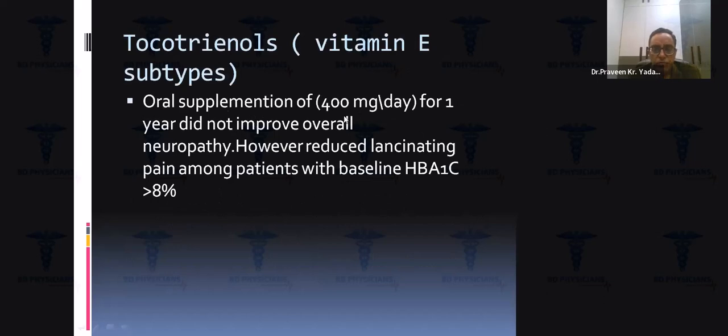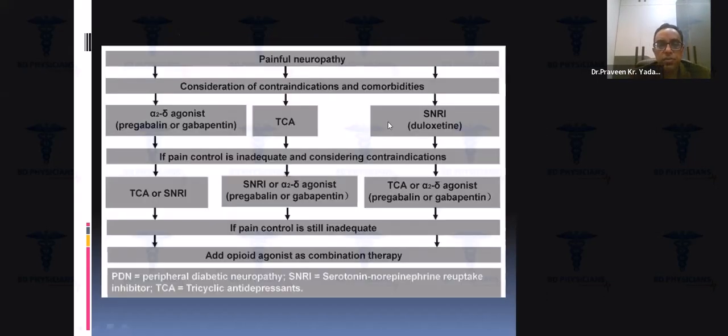Vitamin E did not improve the neuropathy. However, it has been shown that it can reduce the lancinating pain. So for severe painful neuropathy, you may try vitamin E, but there is not much evidence.